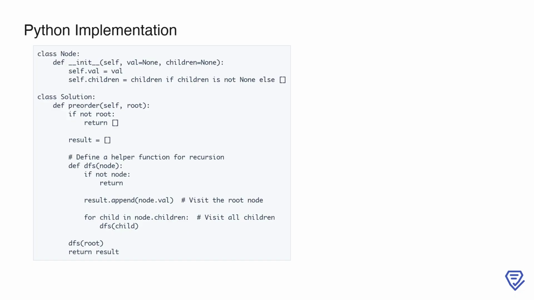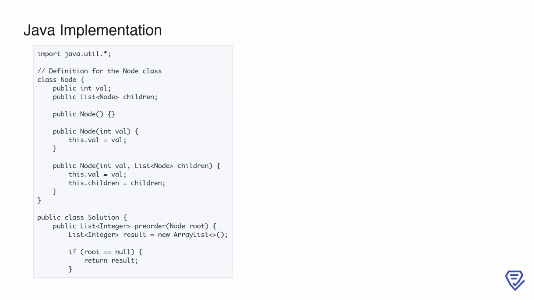The time complexity is O(n), where n is the total number of nodes in the tree, as each node is visited exactly once. The space complexity is O(h), where h is the height of the tree, due to the recursive call stack. Here, we start by defining the node class to represent the structure of an N-ary tree.